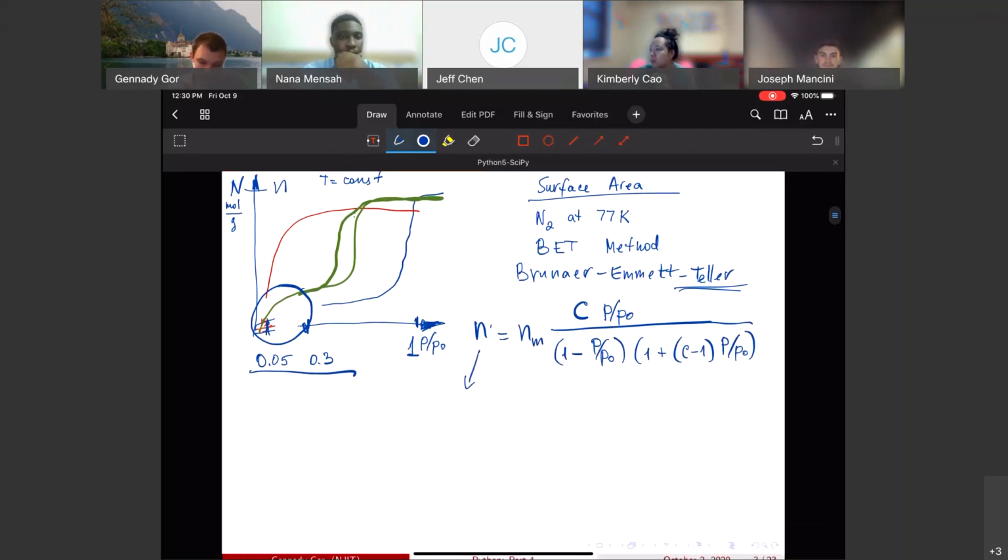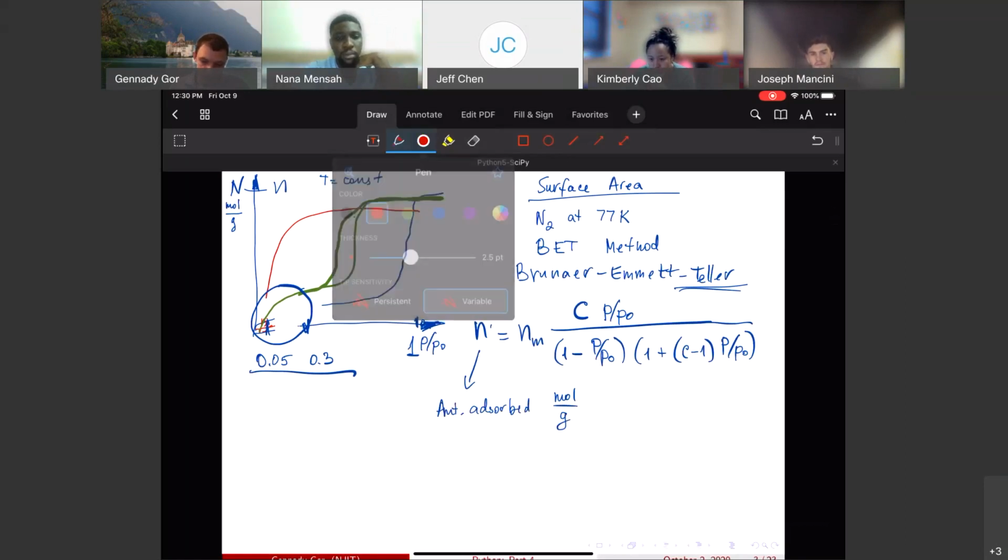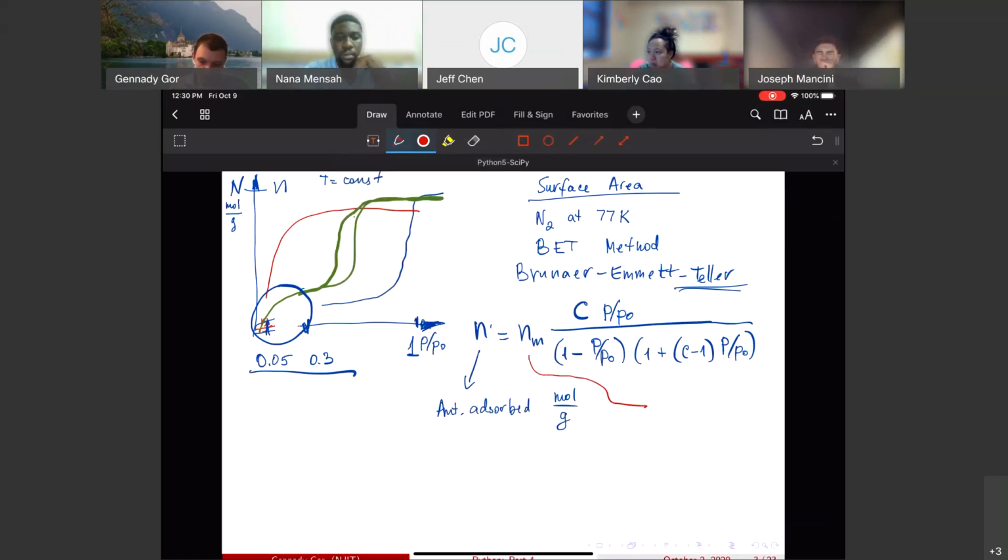Where n is the amount adsorbed, which typically would be something like moles per gram, right? P over P naught is the relative pressure, as I said, and M is the monolayer capacity. So how much gas is adsorbed in the monolayer?